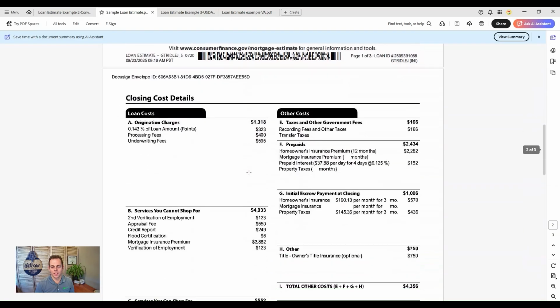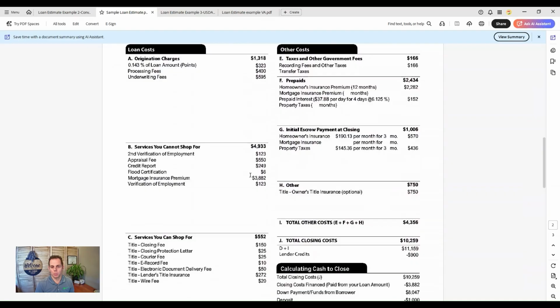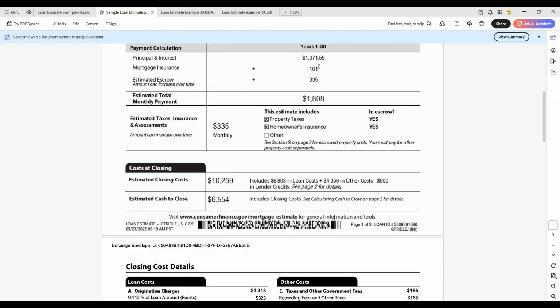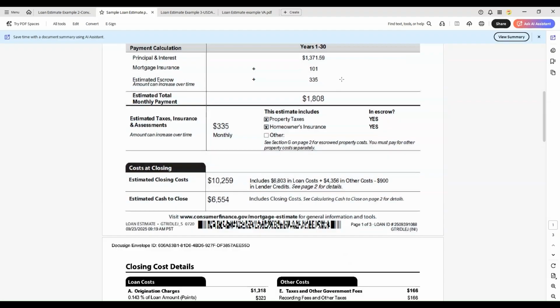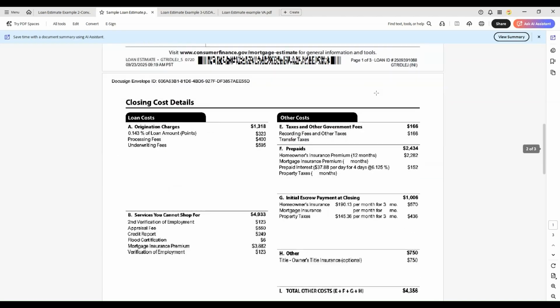What's important is you go to the second page on an FHA loan, there's mortgage insurance premium. So on an FHA loan, there's an upfront mortgage insurance premium that you have to pay on top of monthly mortgage insurance. All right, the monthly mortgage insurance is $101 a month. On an FHA loan, the monthly mortgage insurance is for the life of the loan. You never get rid of it. The only time you get rid of it is if you refinance the loan or sell the house and get a new mortgage.